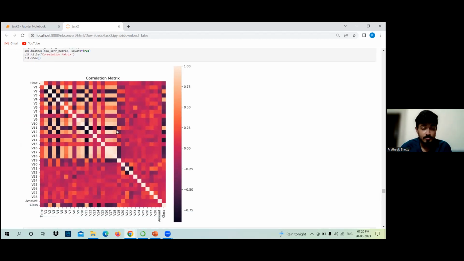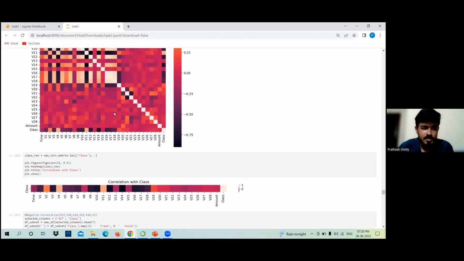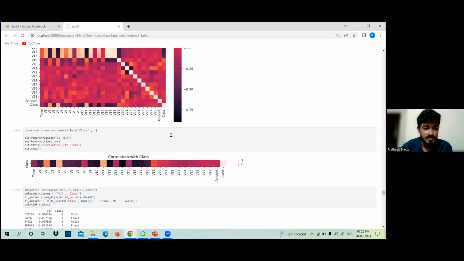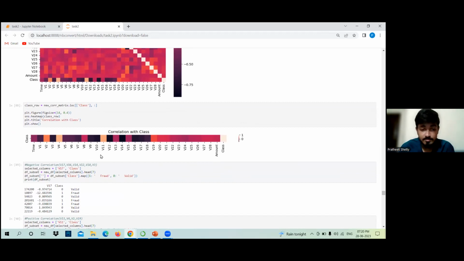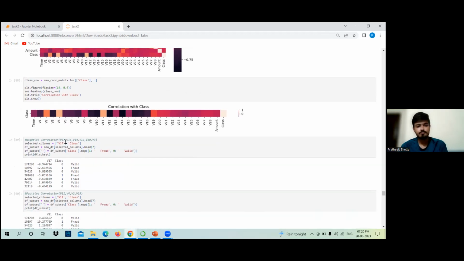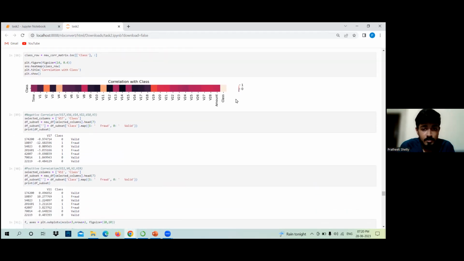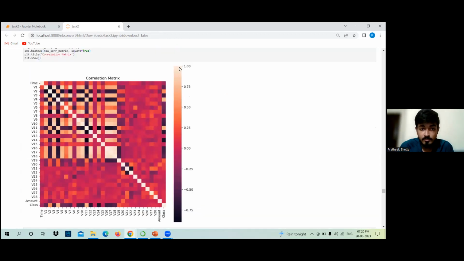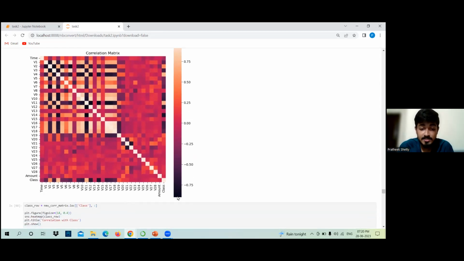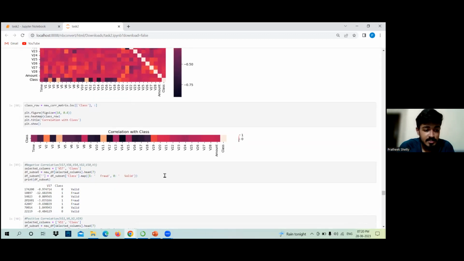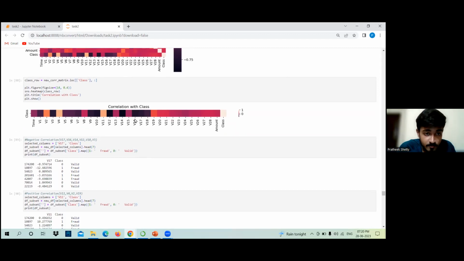And then I drew the correlation heat map. Here, what's important is the last row, because we are trying to figure out if it's a fraud or a valid transaction. But in the spectrum, where light orange is a correlation of 1 and black is a correlation of -1, you can see that V17, V16, V14, V12, V10 and V3 are negatively correlated.